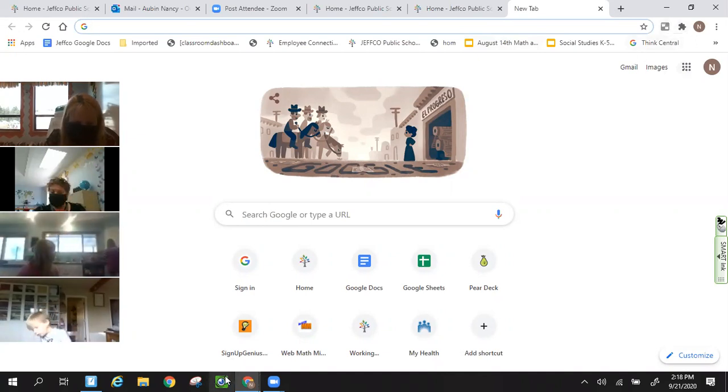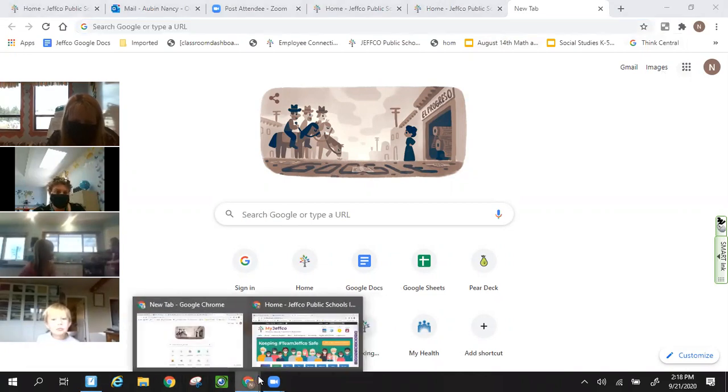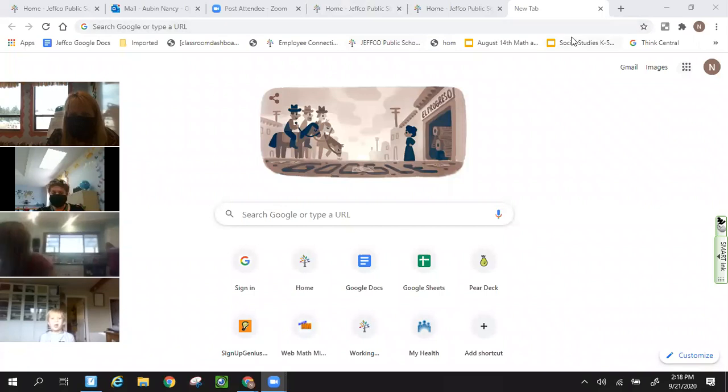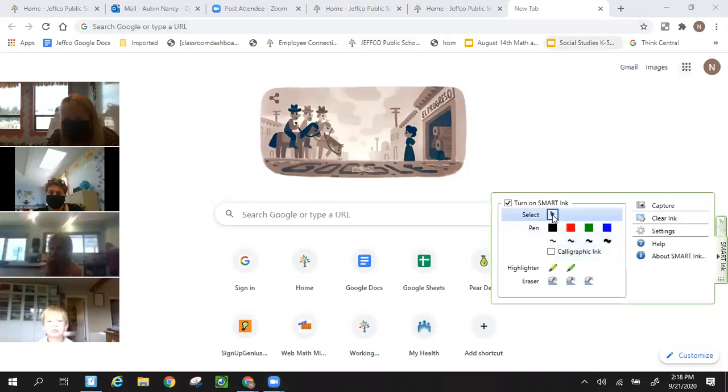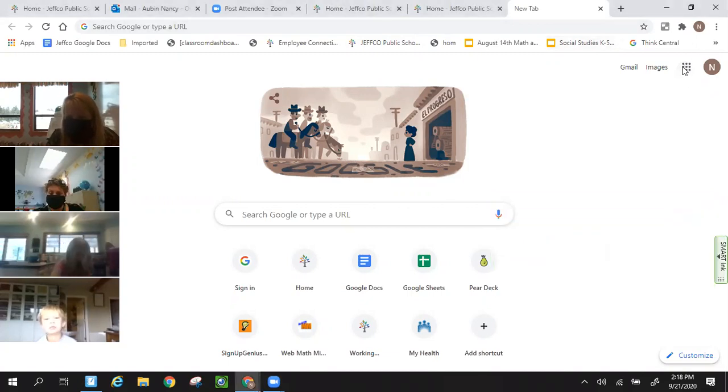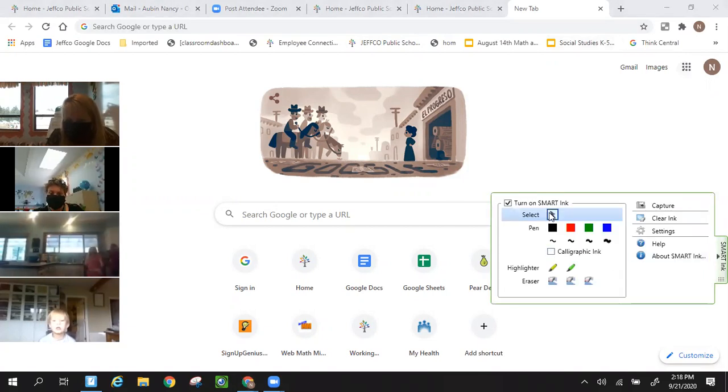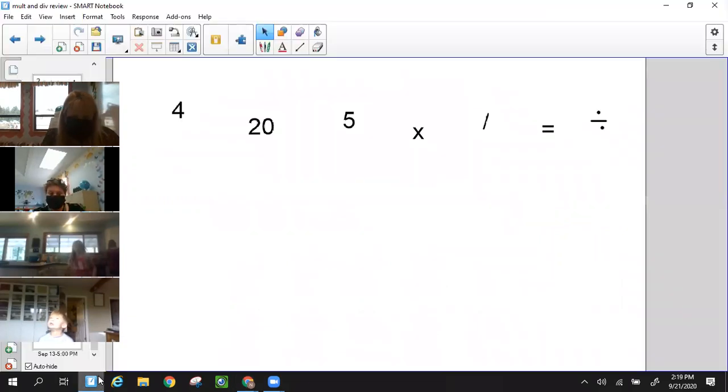All right, kiddos. Here's what I want you to do while I am trying to figure out why my computer is frozen. I'm going to stop sharing for a minute. Let's see if that helps. Let's try again. Share screen. Maybe it's the Smart Notebook. Sometimes it's that. Oh gosh. All right. Well, the good news, it won't let me do anything. All right, we're going to have to rethink.